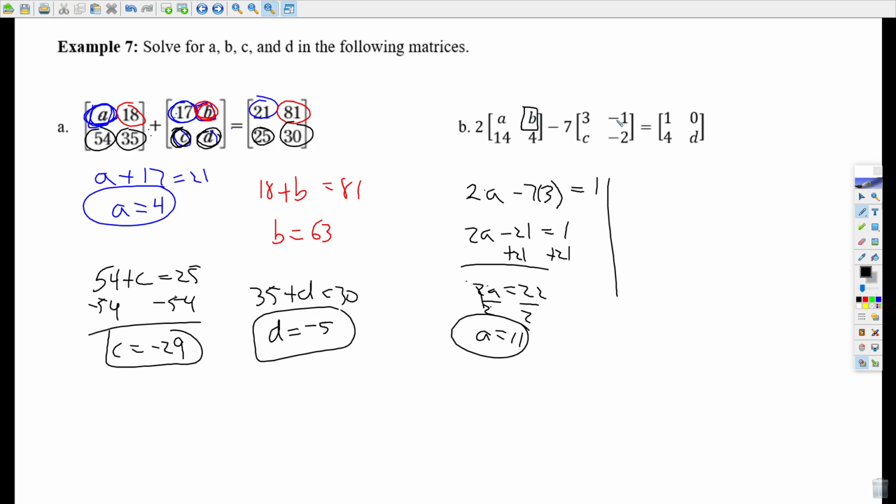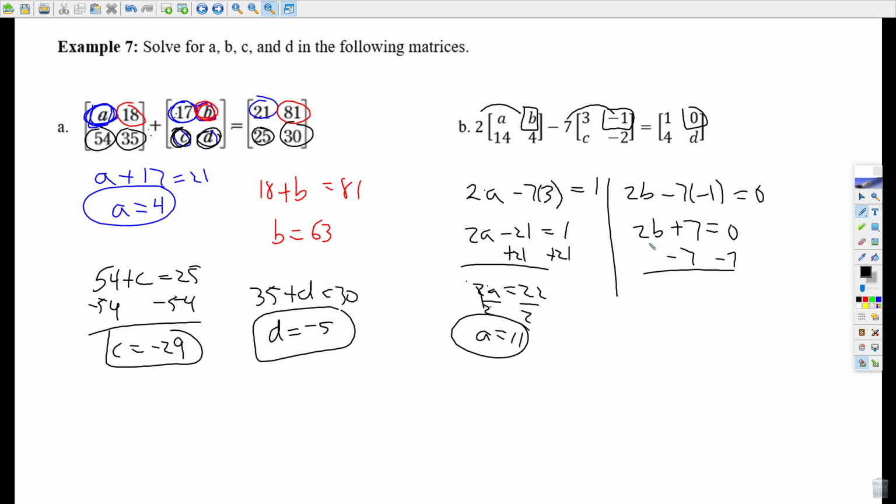B matches up with negative 1 and 0. Okay, so we have 2 times B. Don't forget the 2 on the outside. Negative 7 has to be multiplied by the negative 1, so minus 7 times negative 1 equals 0. 2B equals, back it up 1 second. 2B plus 7 equals 0.